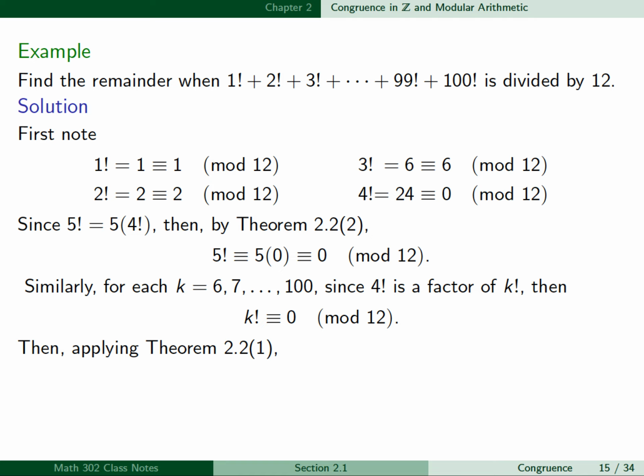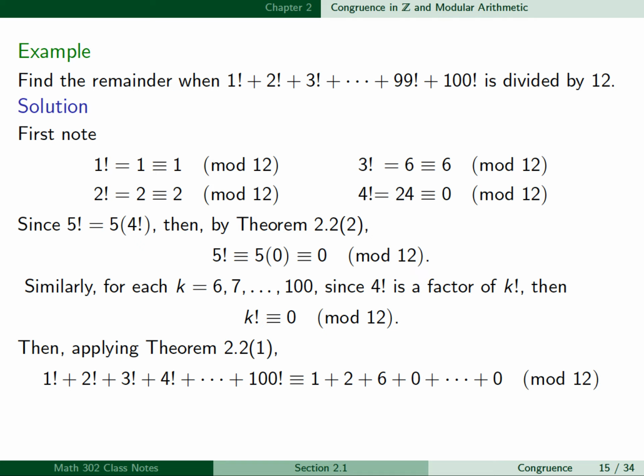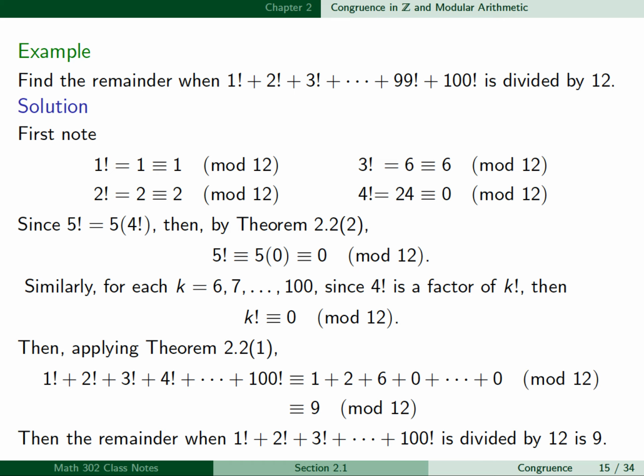Then applying the first part of theorem 2.2, we then have 1 factorial plus 2 factorial plus 3 factorial plus 4 factorial all the way up to 100 factorial will be congruent to 1 plus 2 plus 6 plus 0, and then a string of zeros all the way up to a 0 for 100 factorial. And this is all mod 12. And so this is just 9 mod 12. So the remainder when this sum 1 factorial plus 2 factorial plus 3 factorial up to 100 factorial is divided by 12 will be 9.